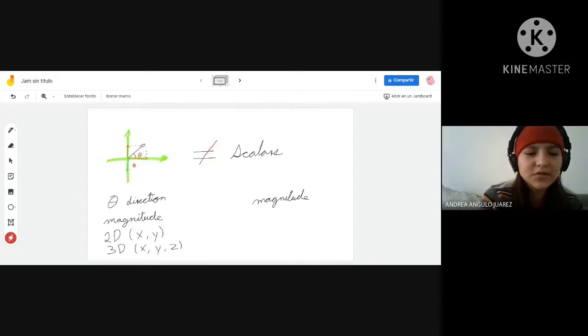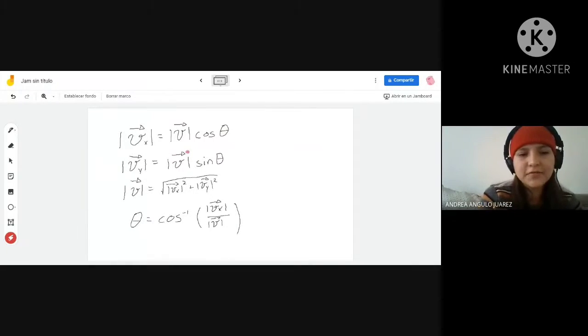They have components and an angle. The angle gives us the direction, and the components are in x and y. These are the formulas for the components in x and y, and this is the formula for the magnitude of the vector in case you only have the components, and this is a formula for getting the angle.